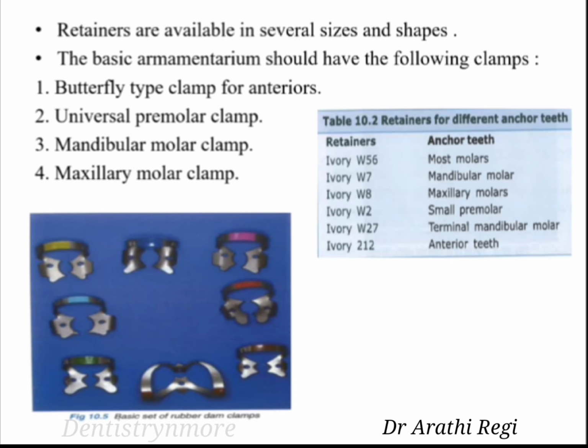And these clamps can be of butterfly type clamp, that is usually for anterior teeth, universal premolar clamp for premolar teeth, mandibular molar clamp and also maxillary molar clamp.